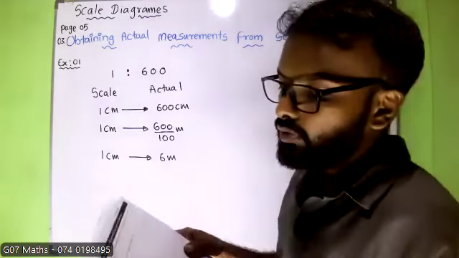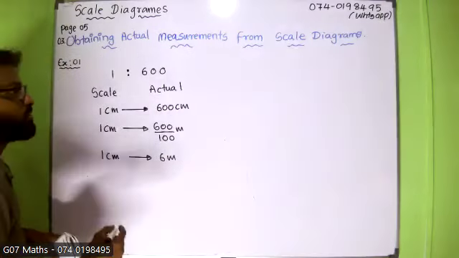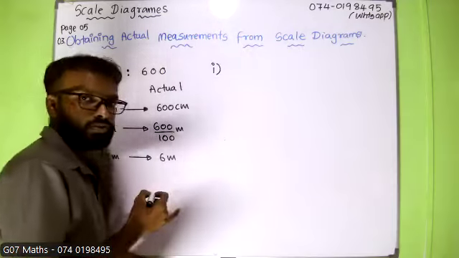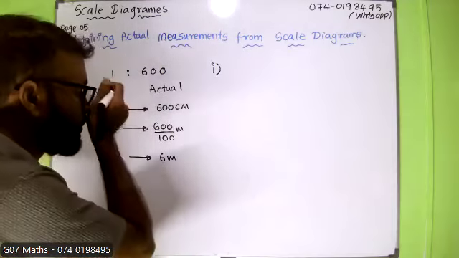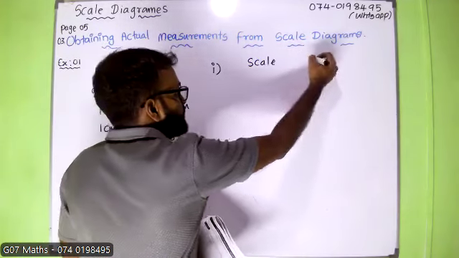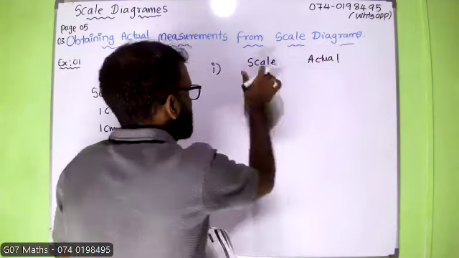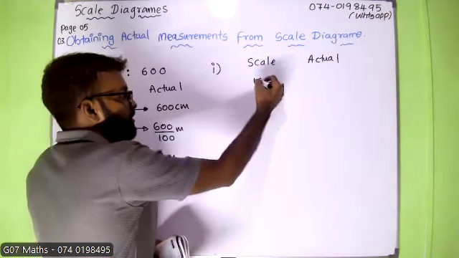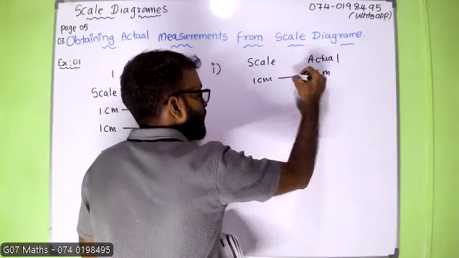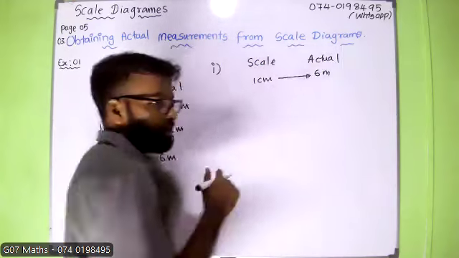First question is you need to find the actual length of the floor. My scale is this and actual is this. I can write scale length is 1 centimeter, and the actual is 6 meters.